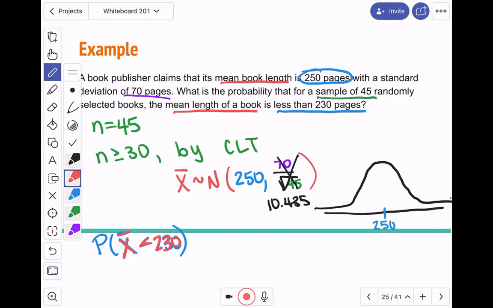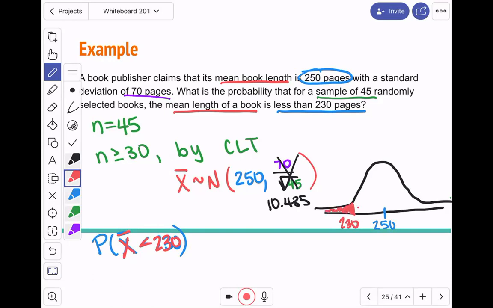What side? Left. To the left. So we'll put 230 out here, and I want to be less than 230. So which way am I going, left or right, on my shade? Left. So I shade to the left.